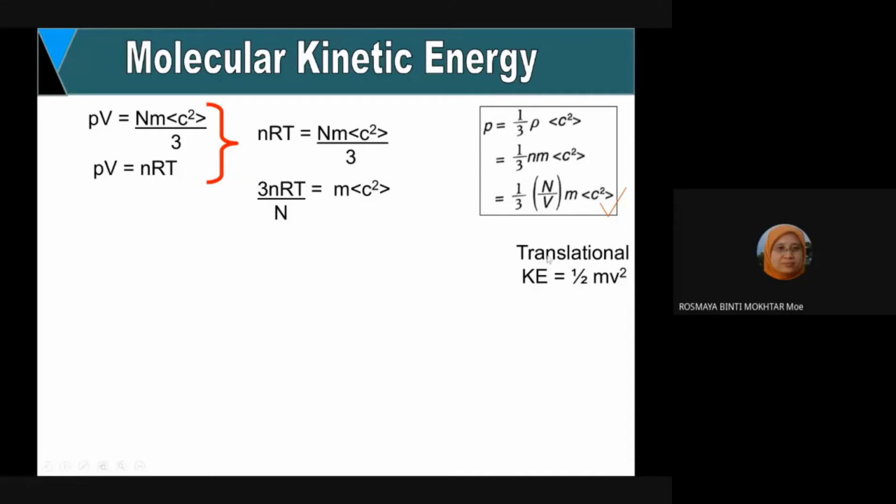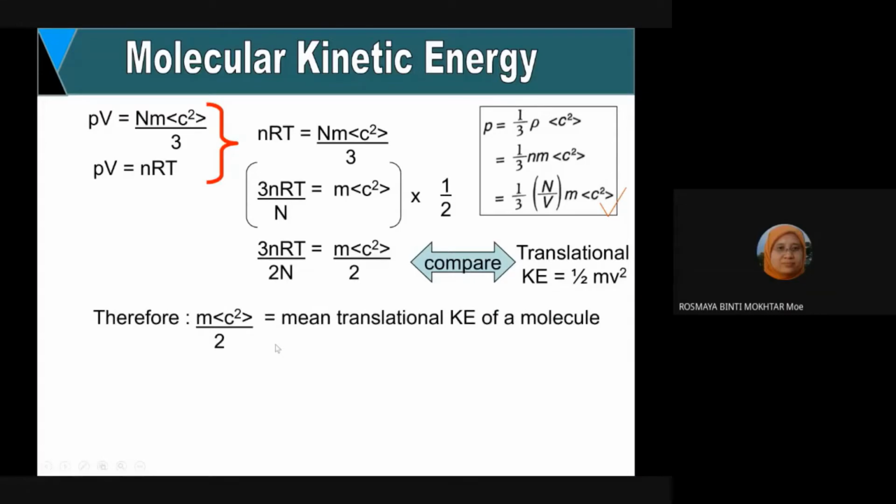How do we relate this to kinetic energy? We have half here, so we multiply both sides of the equation by half. We get 3/2 nRT per N, and here is 1/2 m mean square speed. So this is the kinetic energy: half m mean square speed is the kinetic energy.